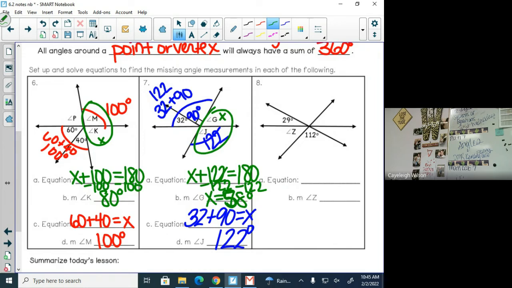So think about how you would find it. Think about, do I have any vertical in this?